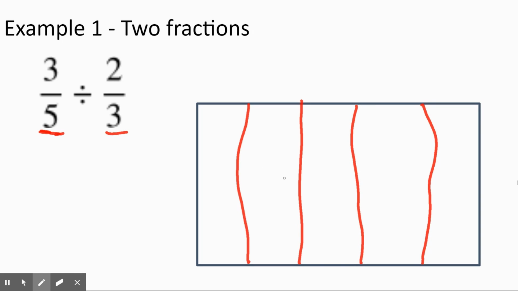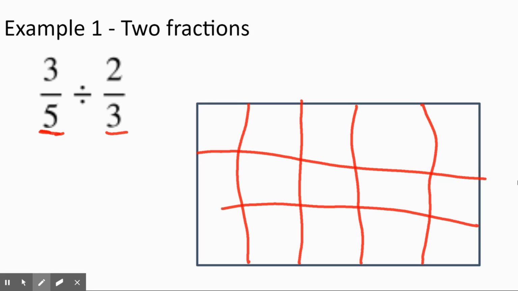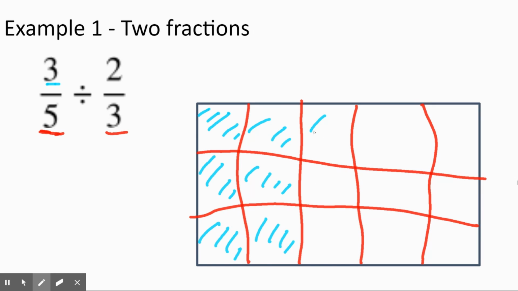The denominator in our divisor is 3, so that means we're going to make 3 rows, and they're going to be slightly wonky, but that's okay. So we've made a nice sort of grid here out of our original box. Next, we're going to look at our numerators. We see that we have 3/5. So with the dividend, we're going to shade in 3 of our columns. So that's 1 fully shaded in, 2, and 3.